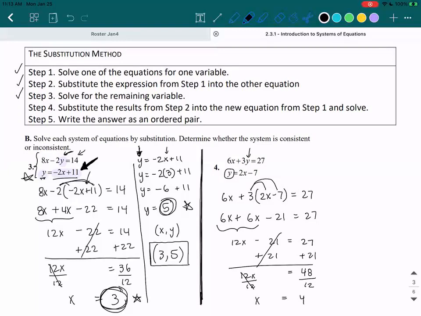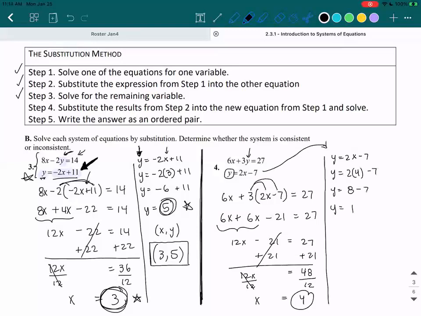Now for step 4, we're going to substitute the results from step 2 into the new equation from step 1 and solve. So we're going to substitute it into this equation. y is equal to 2x minus 7. I'm just writing it out first. Literally just that equation. And then plug it in for x. 2, not x anymore, x is 4. So y is equal to 8 minus 7 because 2 times 4 is 8. y is equal to 1 because 8 minus 7 is 1.